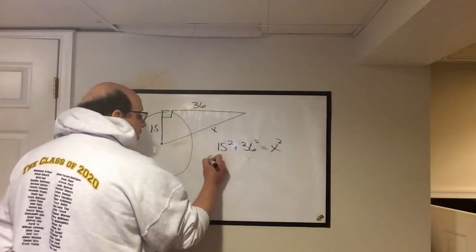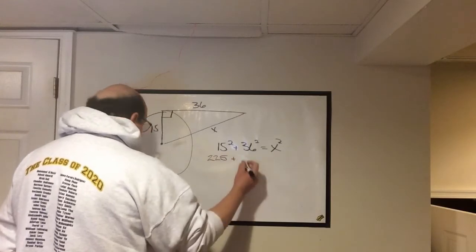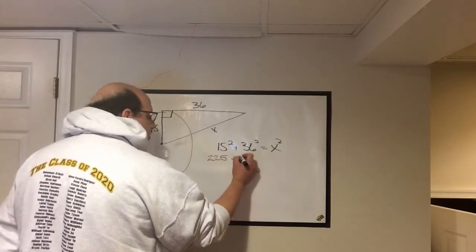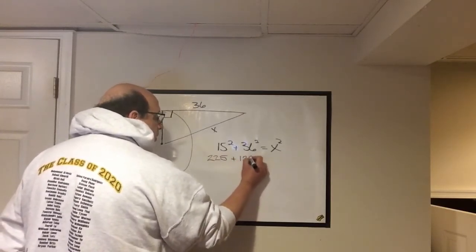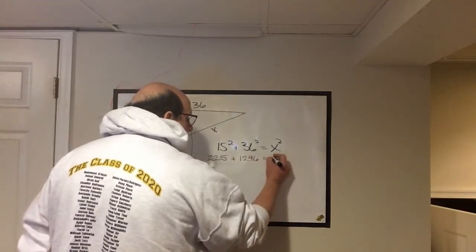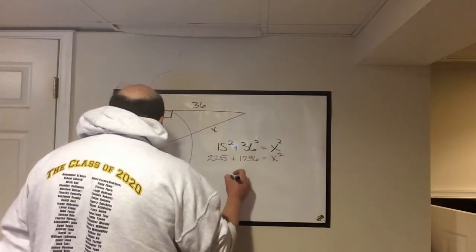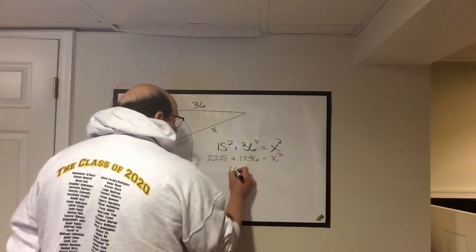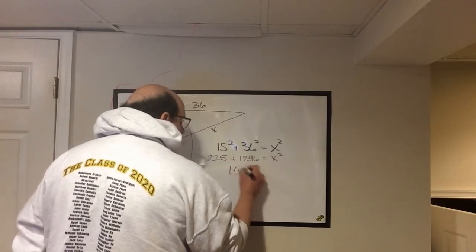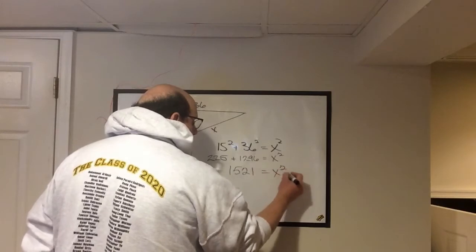15 squared, everybody knows, is 225. If you don't know that, that's why you have a calculator. What you didn't know was that 36 squared is 1296, and I had to use a calculator to find that myself, equals x squared. And when you put these two together, you get 1,521, because that's what we do next. We combine our terms, equals x squared.